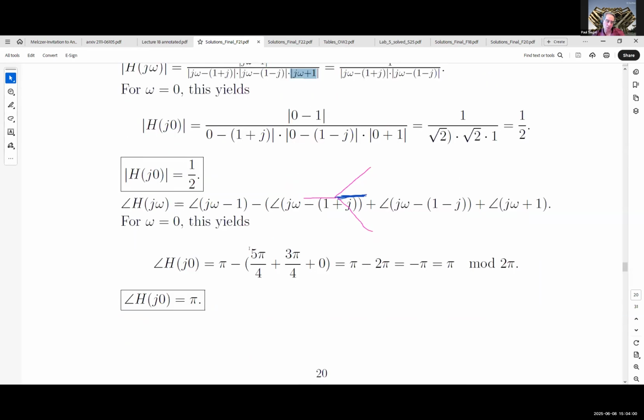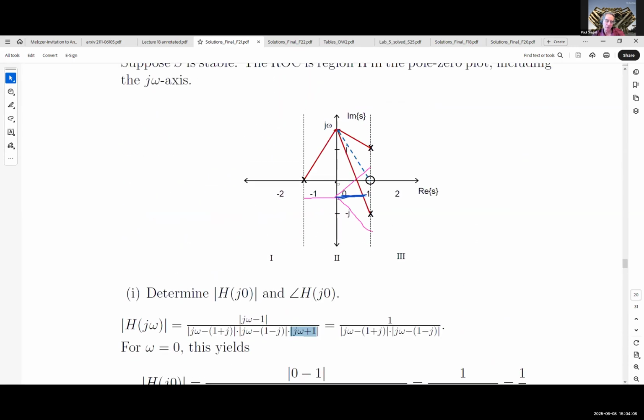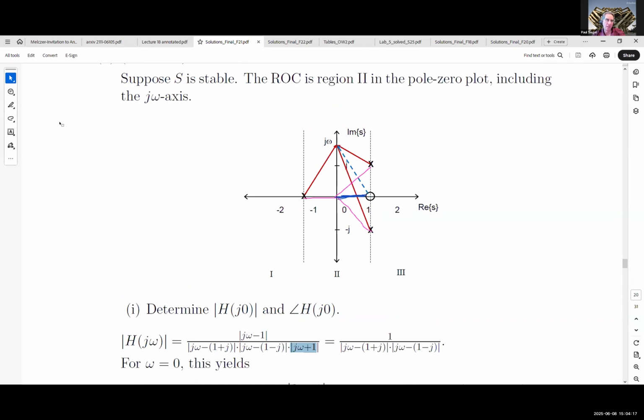And when you compute those angles, remember that the vector is going from j omega minus 1. So let me go back to the picture to make clear what the directions of these vectors are. The blue vector is going to be this one. So it's actually pointing to the left. The pink ones are all going to be terminating. The vectors terminate at j omega, which we're setting to 0. So it's the angle of these 3 vectors.